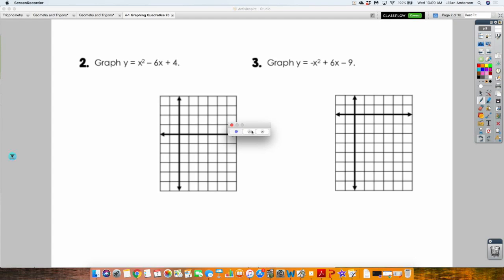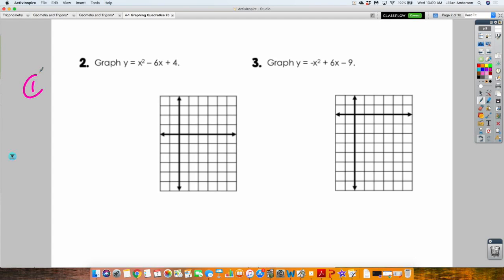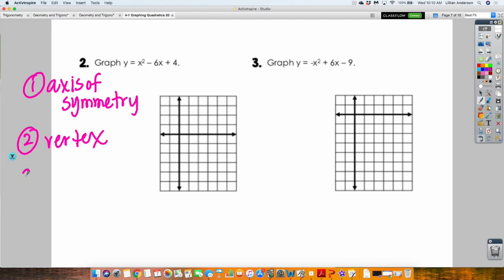What's 2 squared? 4. Here, I'll write it out over here because I don't have the space. 2 squared is 4. Minus, what's 2 times 2? 4. Then I had that -3. What's 4 minus 4 minus 3? -3. That is another point on your quadratic.